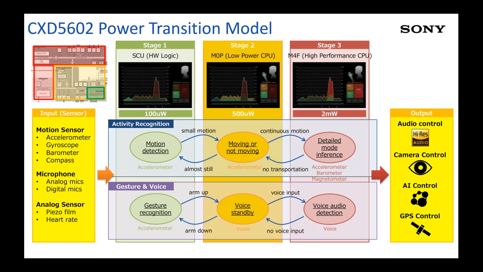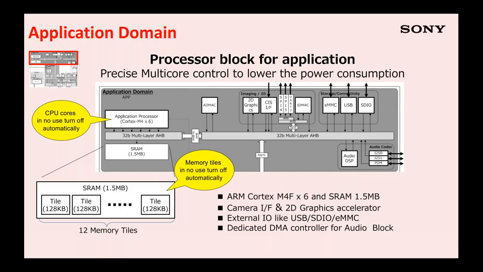Now you're familiar with these blocks as green, yellow, red, and blue. I'm going to give you a little more information about each of them to get a better understanding of how we are maintaining this low power. The first one is the red block, the application domain. This is all the processing. This was the last stage, stage three. This specific block is doing the multi-core control and low power consumption. Everything is from here. Look at the bubbles that I made on these pictures.